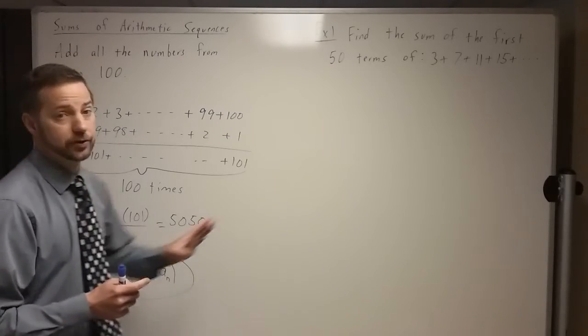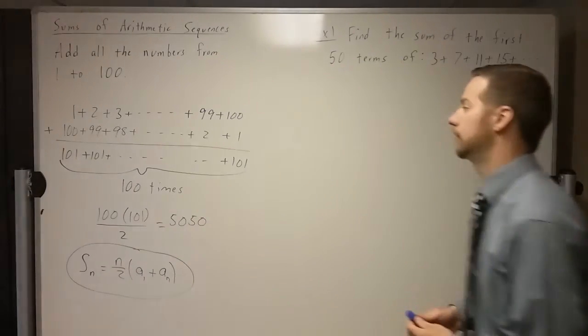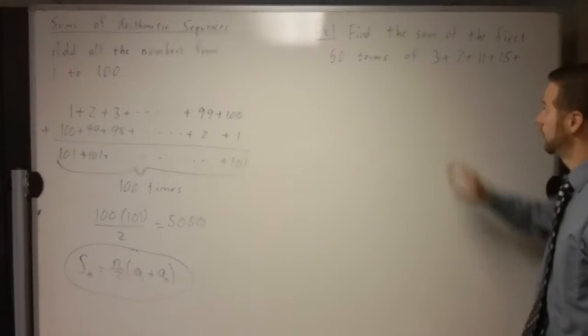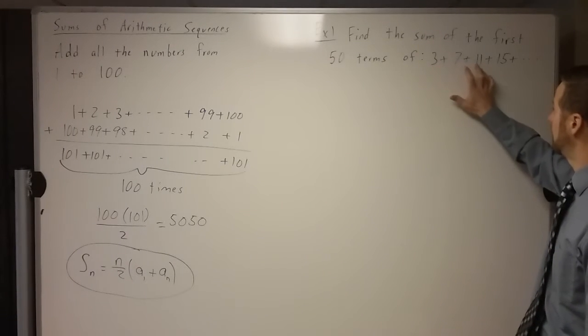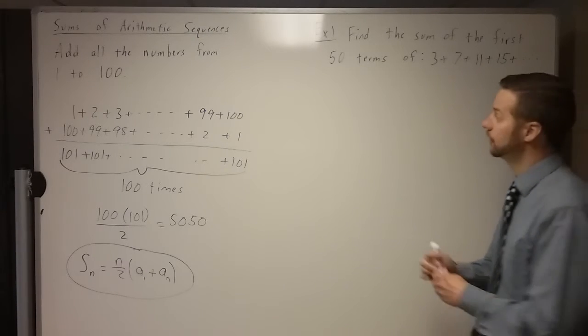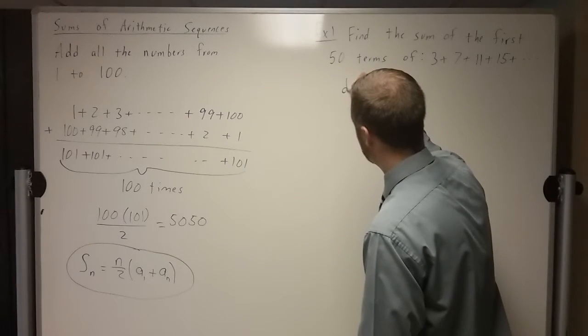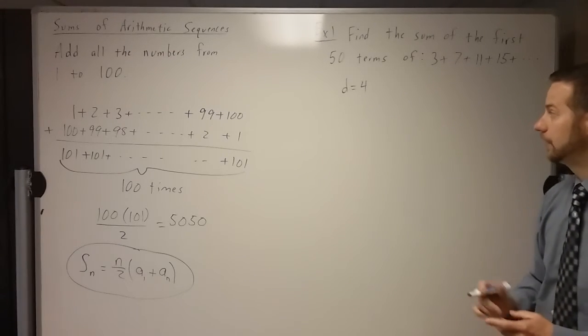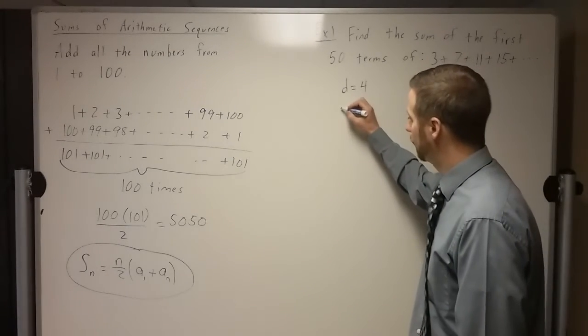So let's try to do this on an example that's different. So this was a common difference of 1. This one has a common difference of, we go 3, 7, 11, 15, so our common difference here is 4. That's going to come into play in a second. We're trying to find the sum of the first 50 terms. And so I'm going to start to put the stuff we know in the formula.